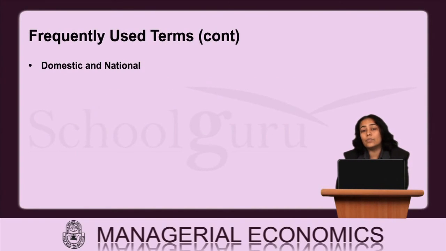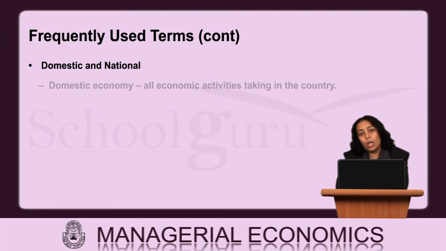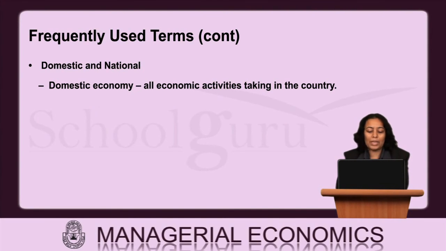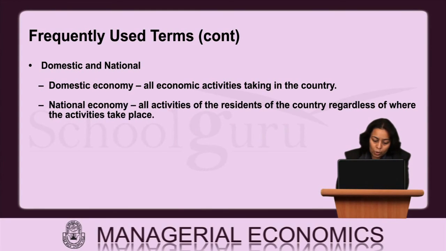We also need to understand the difference between domestic and national. Domestic is all economic activity taking place within the country, the geographic confines of one particular nation. And the national economy covers all activities of the residents of the country, regardless of where the activities take place. For example, if an Indian-origin NRI is earning a remittance in, let's say, Brazil or Belgium or Japan, it will still be included in the national economy, but it will not be calculated in the domestic economy.